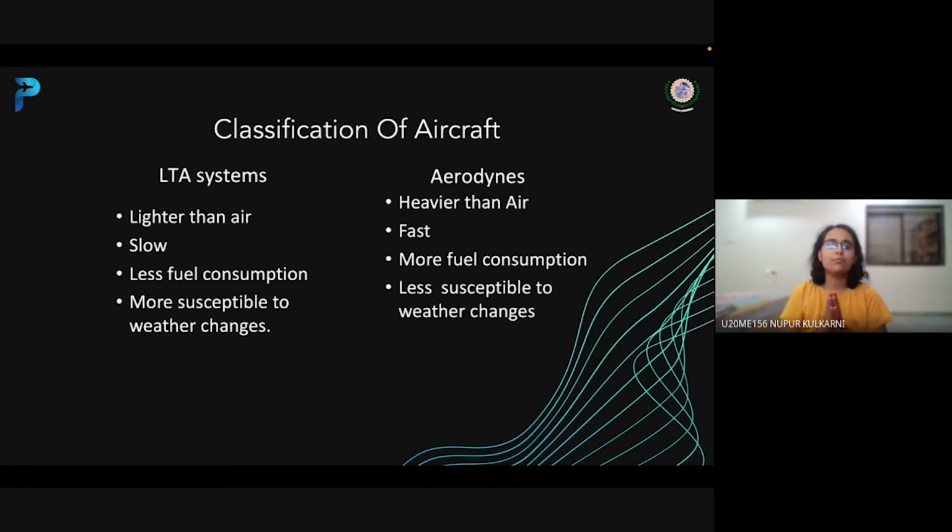Now, my motive for having such a classification is that most of the aircraft which we see flying in the sky, be it military aircraft, cargo aircraft, or passenger aircraft, are termed aerodynes. They are heavier than air. And the airships or hot air balloons which we see are termed LTA systems, that is, lighter than air.